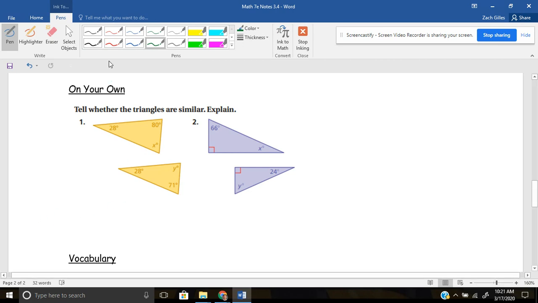All right, for number 1, hopefully you arrived at no. They are not similar. They do not have the same angle measures. And for number 2, yes, the triangles have the same angle measures, 90, 66, and 24.